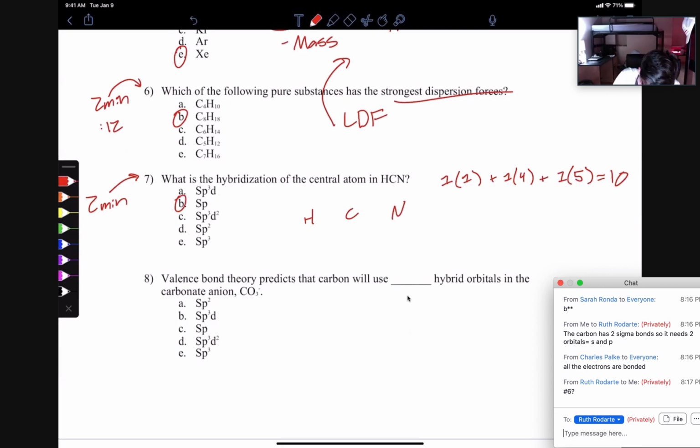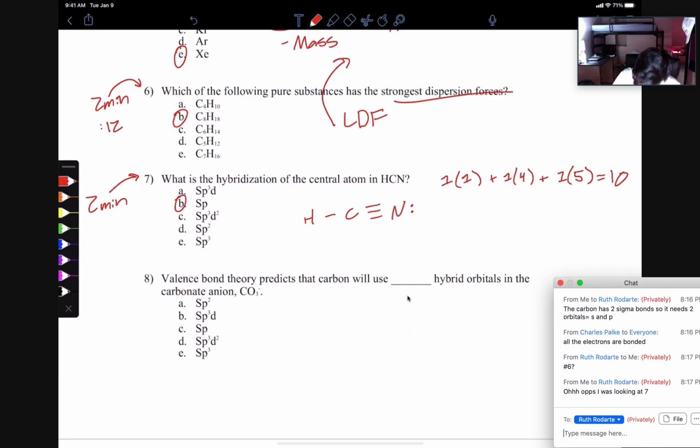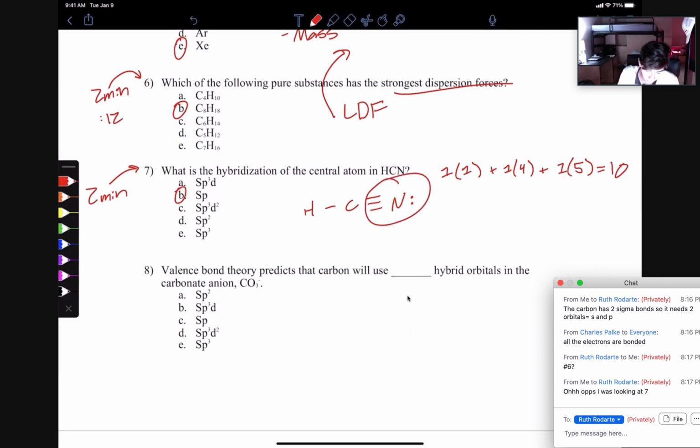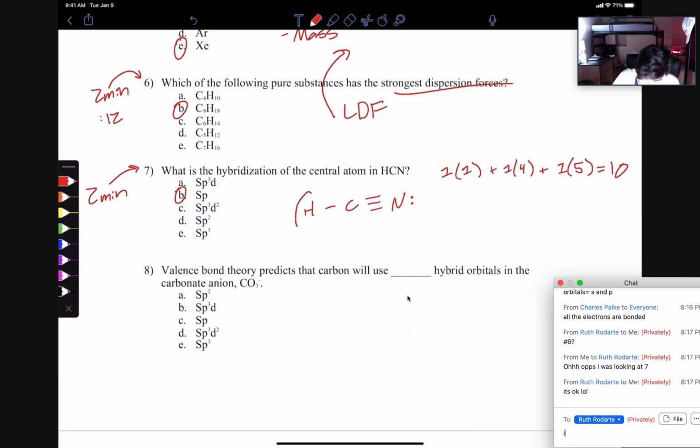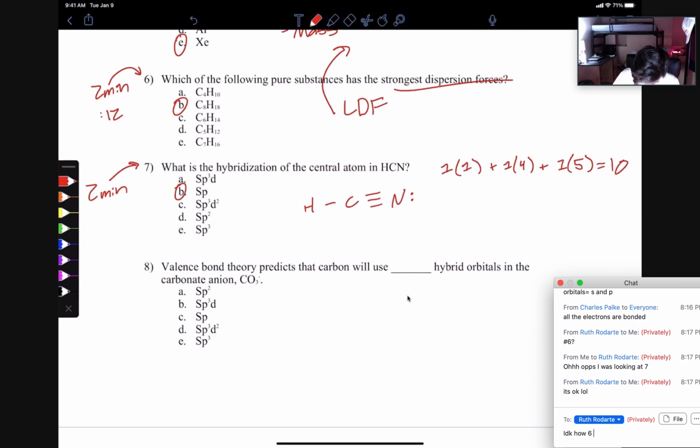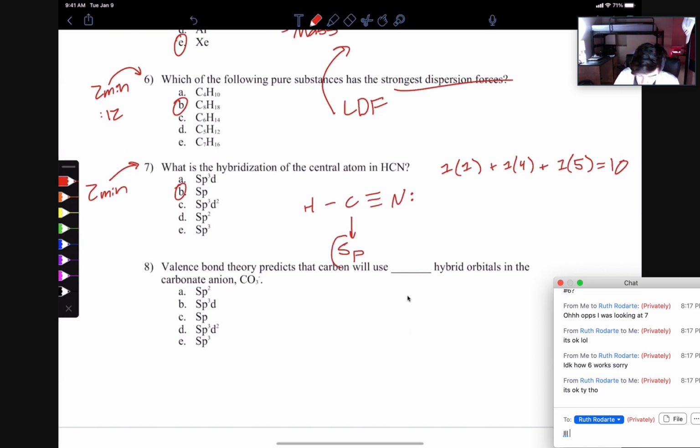So we fill those in: 1, 2, 3, 1, 2, 3, 4, 5, 6, 7, 8, 9, 10. We know nitrogen likes to form 3 bonds, so we'll give that triple bond over to nitrogen. Hydrogen only wants those 2 electrons. So this is our structure for HCN. Now we need to figure out the hybridization on that central carbon atom. There are only 2 things bonded to it, so it's going to have sp hybridization. That's our lowest form of hybridization that we can get. So yeah, that's 7.